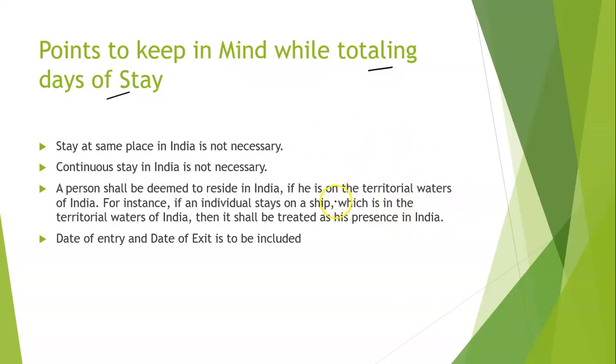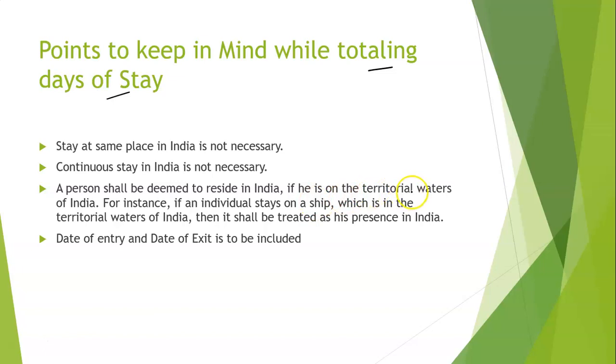Stay at same place in India is not necessary. Say we are taking the case of an assessee and we are totaling the number of days the assessee has stayed in India. So when we check, we see that the assessee has stayed in Maharashtra for a certain number of days, in Madhya Pradesh for a certain number of days, in Karnataka for some number of days, in Kerala, Tamil Nadu, Punjab and various other places for a certain number of days throughout the previous year. No problem. Just total all the days he stayed throughout all the places. Fine? Simple.